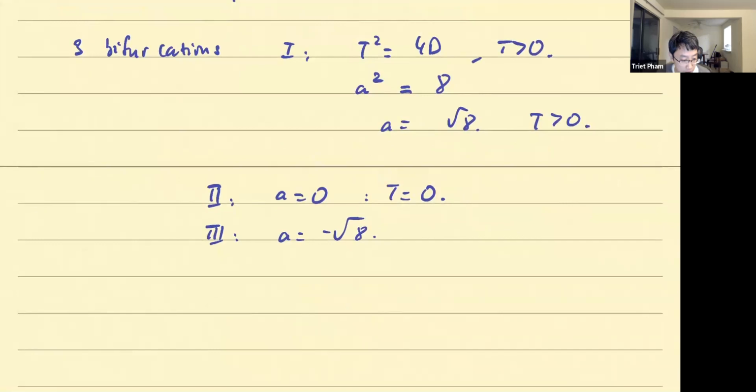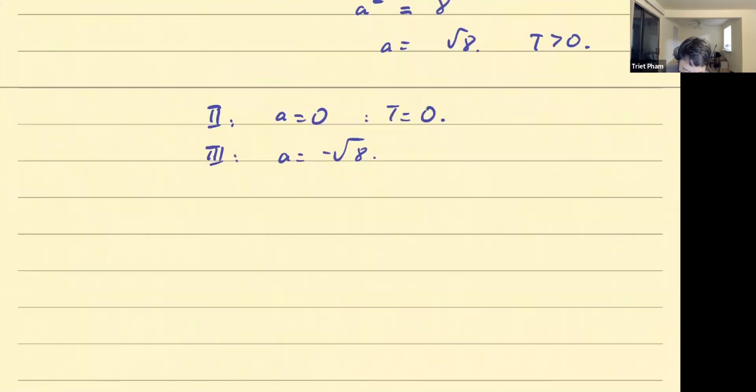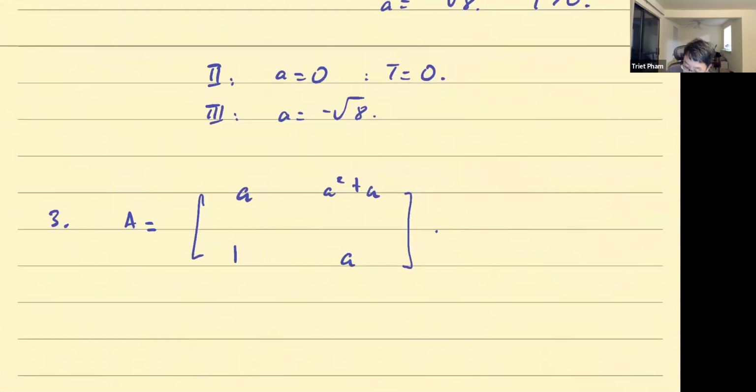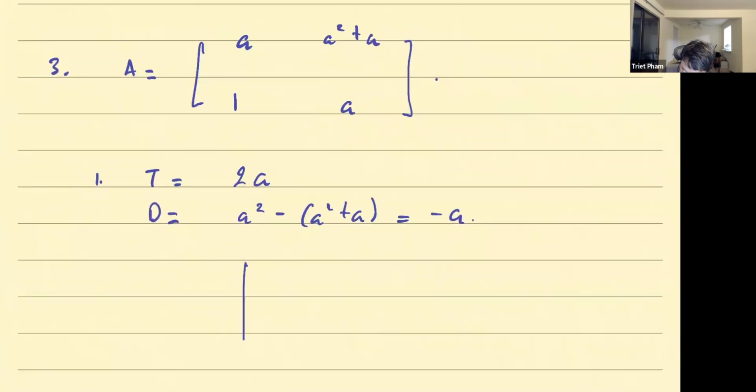All right, so let's take a look at the next one. We're just going to do a few interesting questions and that's it. Let's look at 3. Here the matrix is a squared plus a, 1, and a. Again, step 1, you look at the trace and the determinant. Trace is 2a. Determinant is a squared minus a squared plus a, which equals minus a.